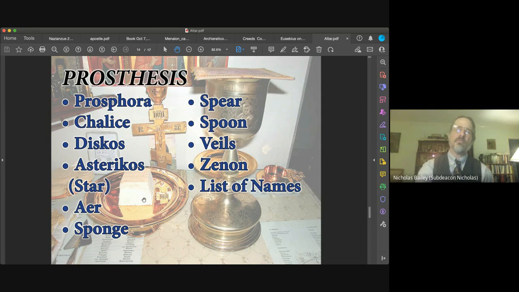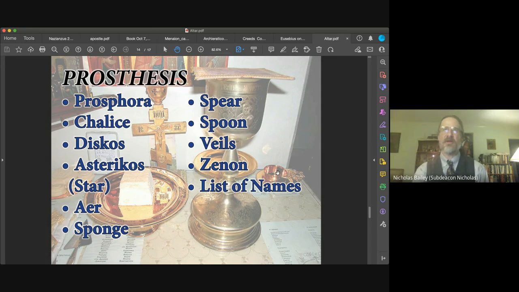There is a sponge on the table that goes into the chalice when it's once outside of the Eucharist. At other times, there's a spear. You can see that here. The spoon. Here is a small dish called the xenon.